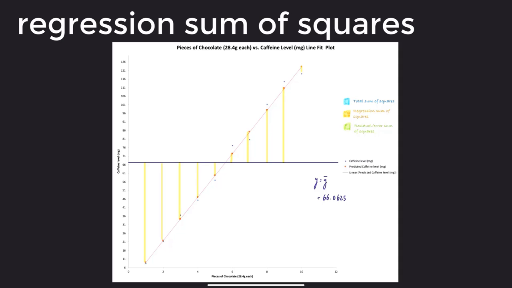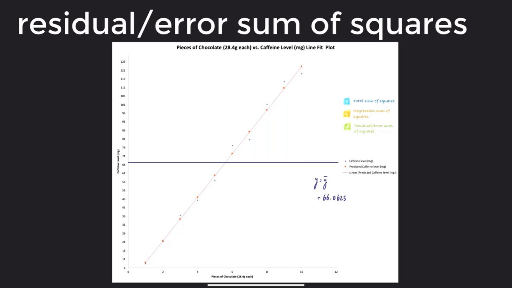This is the sum of the square difference between the predicted caffeine content y value of the orange dots and the average caffeine content of our sample, or the purple line. Finally, we have residual or error sum of squares. It is the variation in y that cannot be explained by the linear regression line, the red line. The difference is illustrated by the green lines in our graph. This is the sum of the square difference between the actual caffeine content y value of the blue dots and the predicted caffeine content orange dots on the red line.